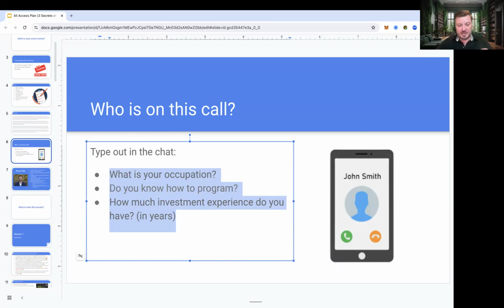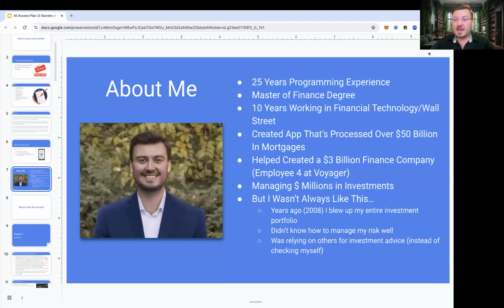So while you guys are typing that out, I'll tell you a little bit about myself. So this is my background. I have been coding for 25 years. I'm one of those kids. I started coding when I was like 12 years old. I started my first software company when I was 15. I sold my first software company when I was, I think, 22 or 23 years old. So I've been in this business for quite some time and had some pretty good successes, not gonna lie. I also have a master's of finance degree, so I do have the education behind this as well.